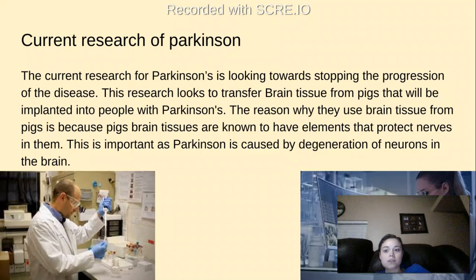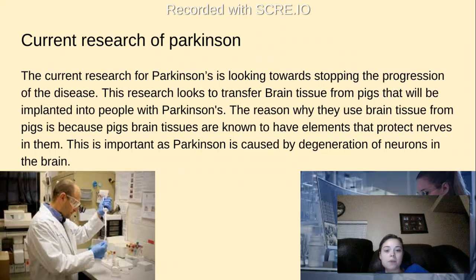Current research of Parkinson's. The current research for Parkinson's is looking towards stopping the progression of the disease. The research looks to transfer brain tissue from pigs that will be implanted into people with Parkinson's. The reason why they use brain tissue from pigs is because pigs' brain tissue is known to have elements that protect nerves in them. This is important as Parkinson's is caused by degeneration of neurons in the brain.